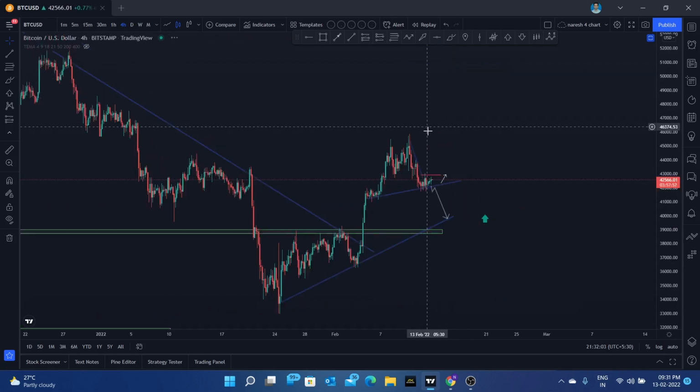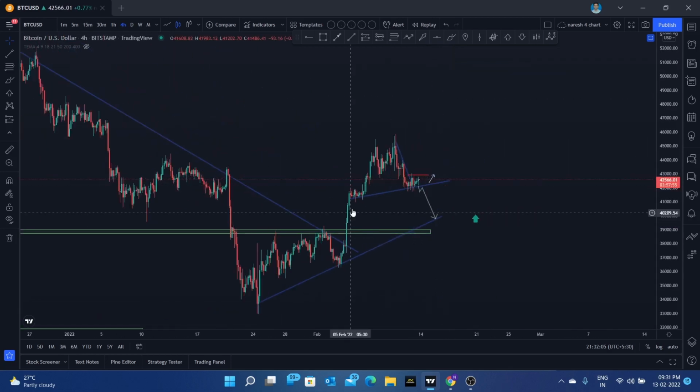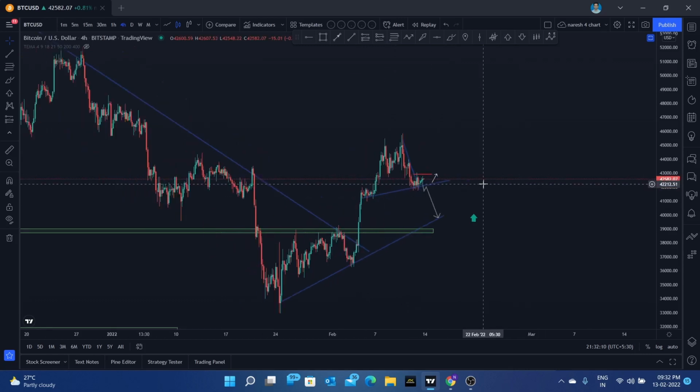So let's go for Bitcoin, guys. The correlation is the same with Ethereum and Bitcoin.